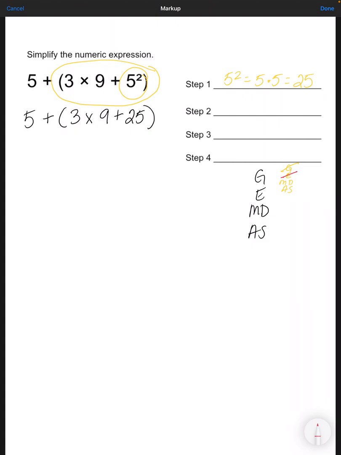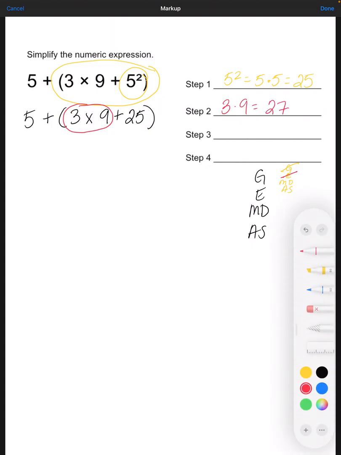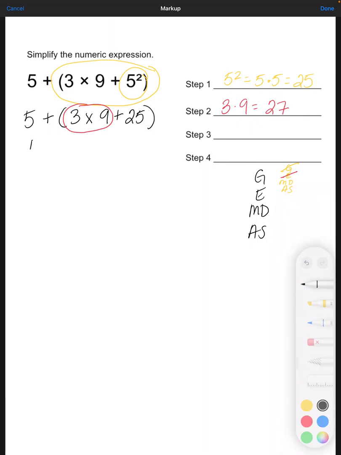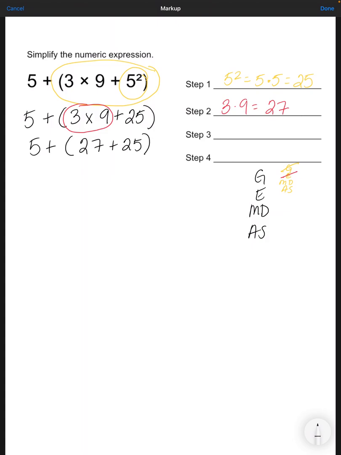So now I'm looking, still within this grouping, and I notice that there are no exponents, but there is multiplication. I must perform that from left to right within this grouping. So I see that there's a 3 times 9. 3 times 9 has the value of 27. So now I'm going to rewrite this numeric expression as 5 plus, open parentheses because we're still working within this grouping, 27 plus 25, close parentheses.